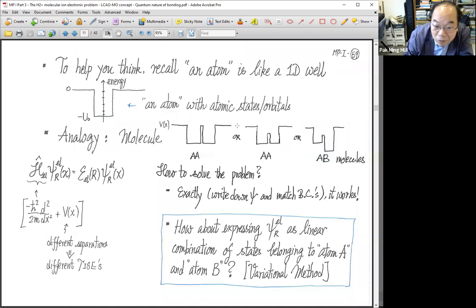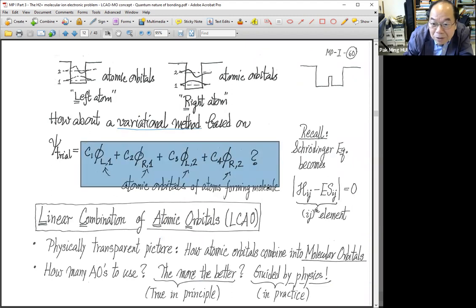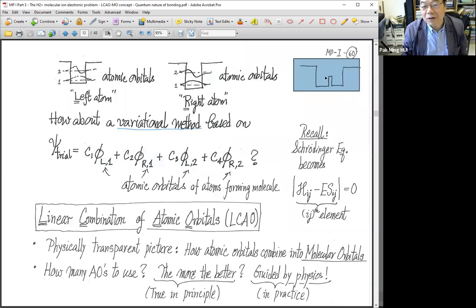But for this problem, we would like to solve it in a different way. The way is, I take the left atom, I solve the single well problem. I know the ground state, I know the excited state. The right atom, I know these states. I would like to combine them to form the solution to this problem. This is LCAO MO.